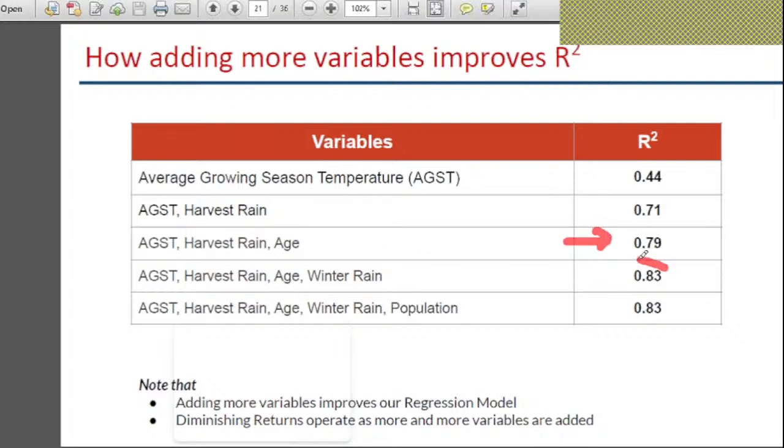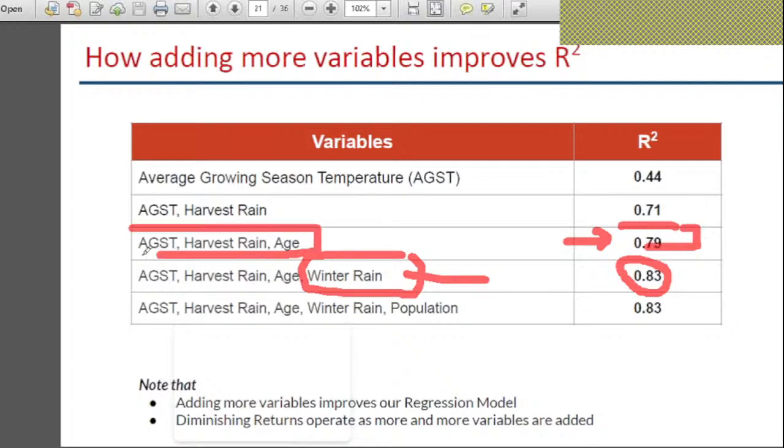Why? If bringing in winter rain is a problem for two reasons: if capturing the data of winter rain is difficult and very expensive in terms of resources, and second, if bringing in winter rain complicates my model, then under those circumstances even this will be a good model. With these three variables, you have simplified the model and you are capturing a good amount of variation.